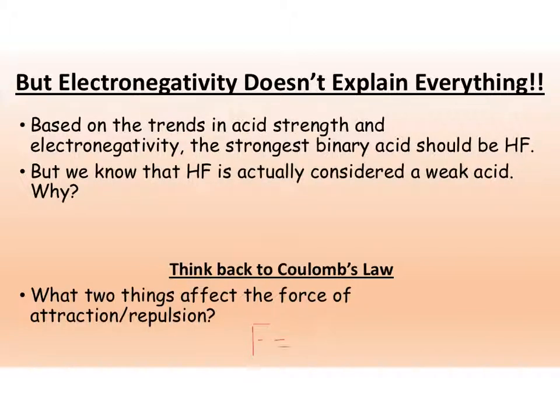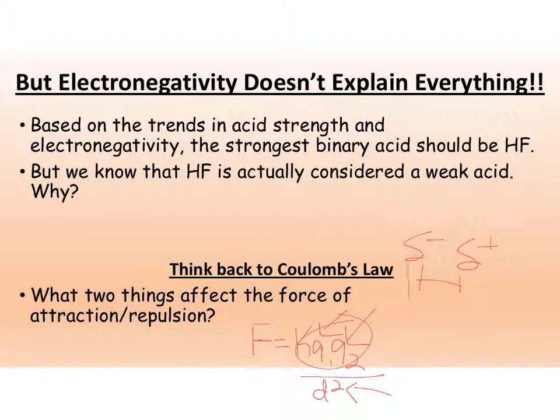Remember, there are two things that affect the force of attraction or repulsion between two objects. The charge, which comes from the electronegativity of the element. It's pulling the electrons towards itself, which gives you a partial negative and partial positive charge on them, and that's your Q's there. The other part is the distance between the two separate things, which we would call bond length. So let's look at bond length.